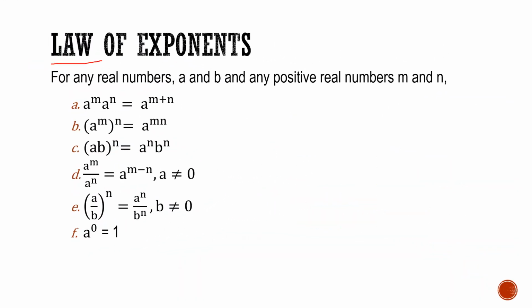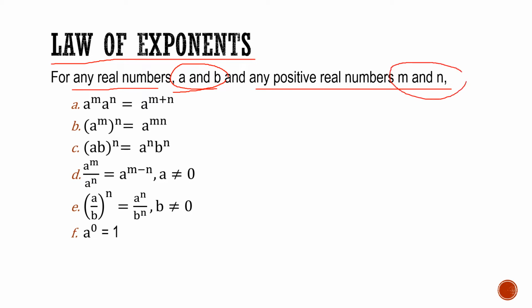So, laws of exponents. For any real numbers a and b, which can be positive or negative, and any real positive numbers m and n, meaning to say that m and n are only positive real numbers, let's now deal with the laws of exponents.